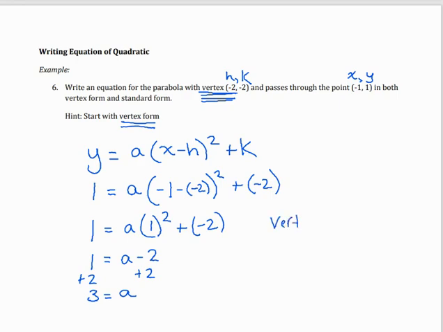That vertex form will be y equals, our a value is 3, times (x minus h). My h value is negative 2. So remember, minus negative 2 is really plus 2, all squared. And then plus k, in this case, minus 2. So when we're writing our equation, we want x and y to be blank, but we need to know our a value, our h value, and our k value. h and k were given, and we solved for a.